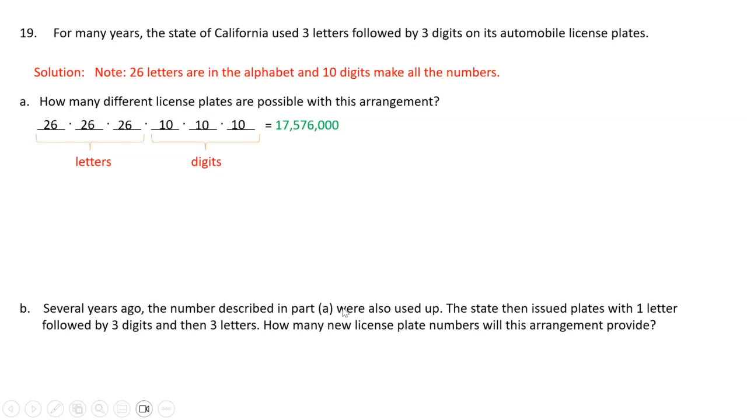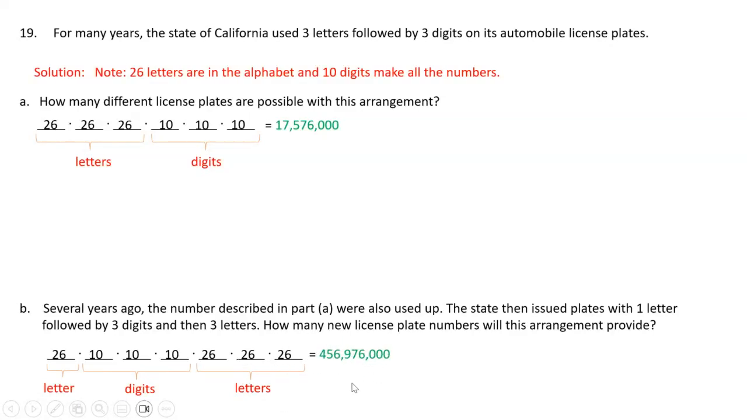Several years ago, the numbers described in Part A were all used up. The state then issued plates with one letter followed by 3 digits, and then 3 letters. How many license plates will be in this arrangement? Right, so it says with 1 letter, followed by 3 digits, followed by 3 letters. So it'll be 26 times 10, times 10, times 10, times 26, times 26, times 26. That's your answer, guys. Multiply them out, and you get your answer.